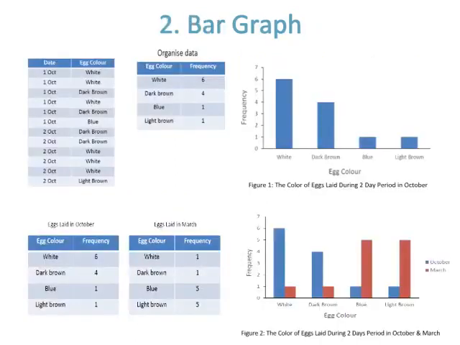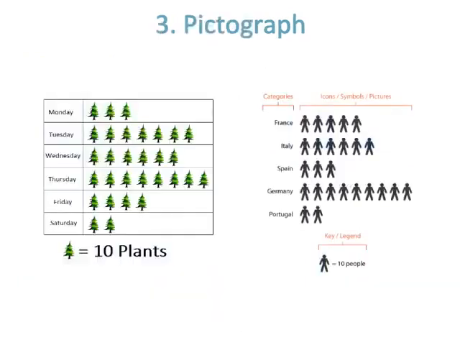Number 2 is bar graph. Figure 1 is the color of eggs laid during a 2-day period in October, while Figure 2 is the color of eggs laid during 2 days in October and March. So, the bar graph in example 2 can help you to compare 2 months' data in days easily. Number 3 is pictograph. In the first diagram, the answer is 300 plants are planted in a week, while in diagram 2, the answer is 250 players participated in a football game from 5 countries.